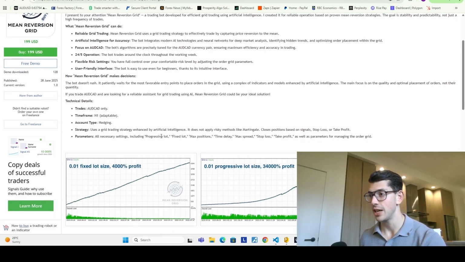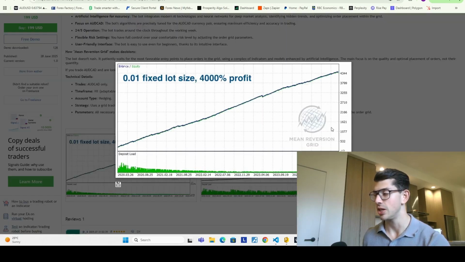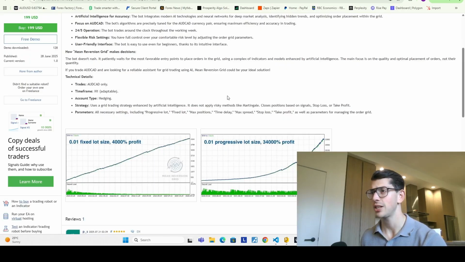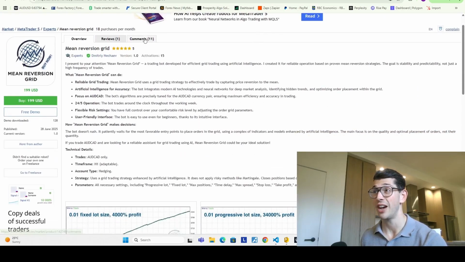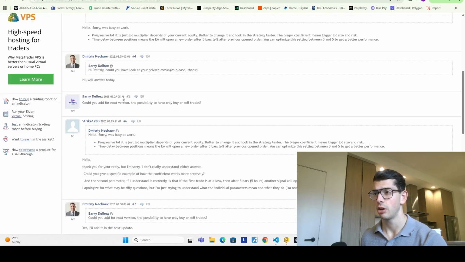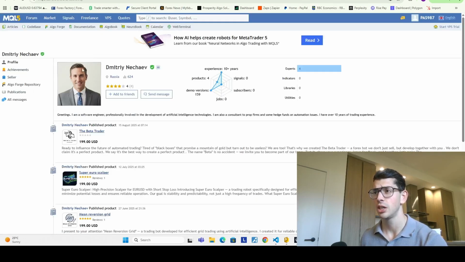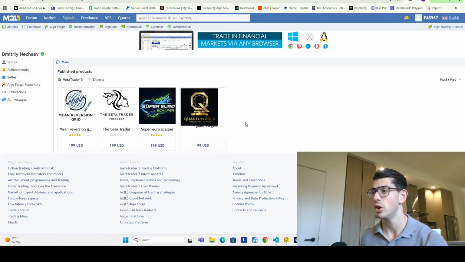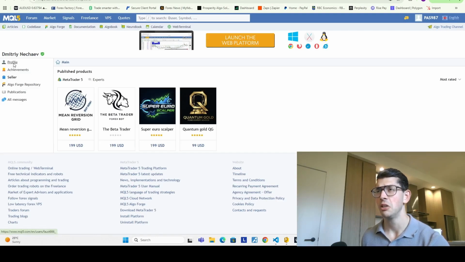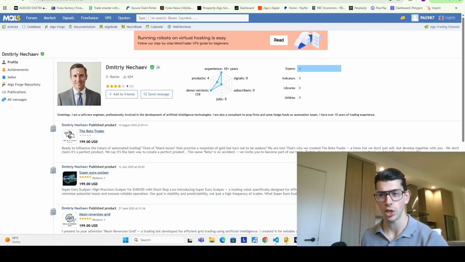And what he's saying is that effectively it does not use martingale and it closes positions based on signals, stop loss, or take profit. What we can see here so far is there's just two backtests. We're not seeing any sort of live signal. The comments so far look decent. This looks like an AI photo, so we don't really quite know. But so far it's pretty decent looking.